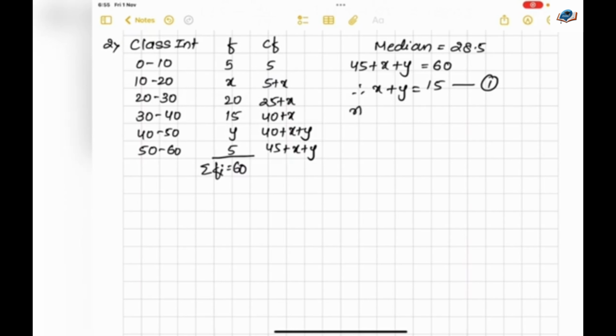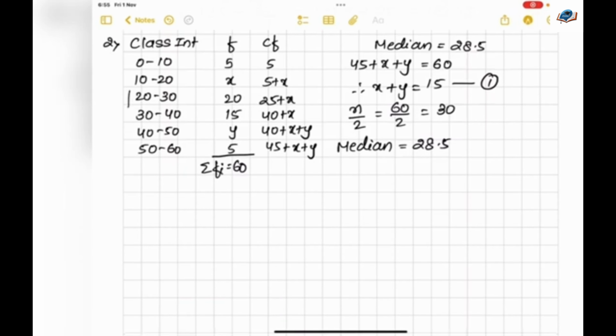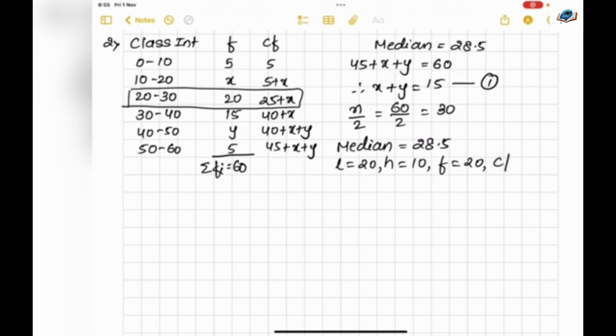Now, as it is given, the total is 60. So n by 2 will be 60 by 2, so that will be 30. Now median is given. So median formula I am writing first. Median is 28.5. Now 30. So 30 value will be in 25 plus x option. So here L is 20, H is 10, F is 20, and CF is 5 plus x.